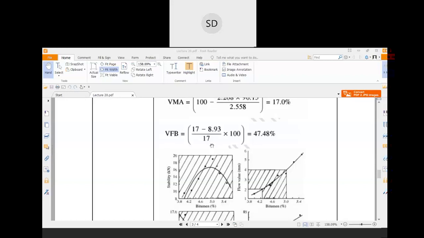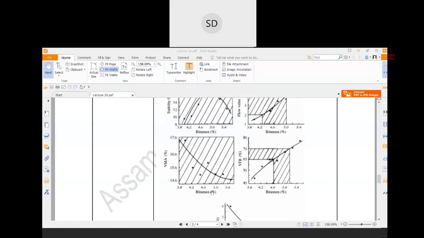So your VFB is 47.48%. The first graph is stability versus bitumen content. You can clearly see that as the bitumen content increases, up to a point the stability value increases, but after that it decreases. Then flow value versus bitumen content. In that case you can observe that as the bitumen content increases, the flow value also increases, as we discussed earlier.